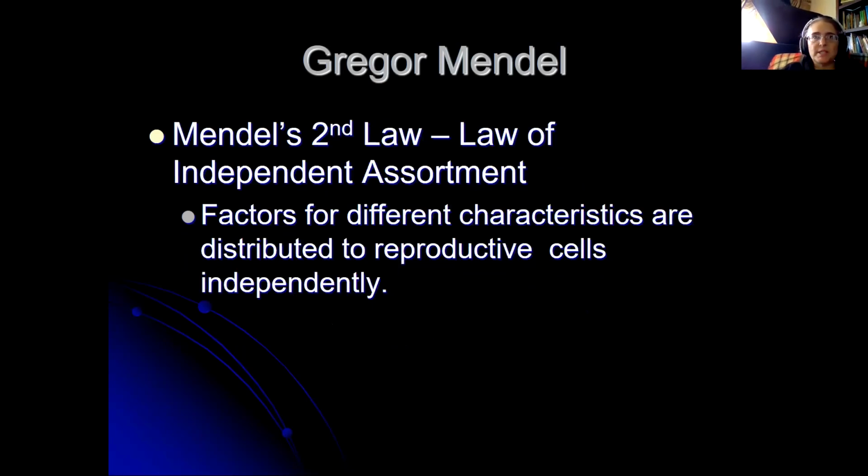That paper was published in February of 1865, and the next month, in March of 1865, he published the second paper, The Law of Independent Assortment. And that says that factors for different characteristics are distributed to reproductive cells independently. It became known as Mendel's second law. And you may be looking at those going, I don't see how that is saying anything different. Okay. So let's look at that closely.